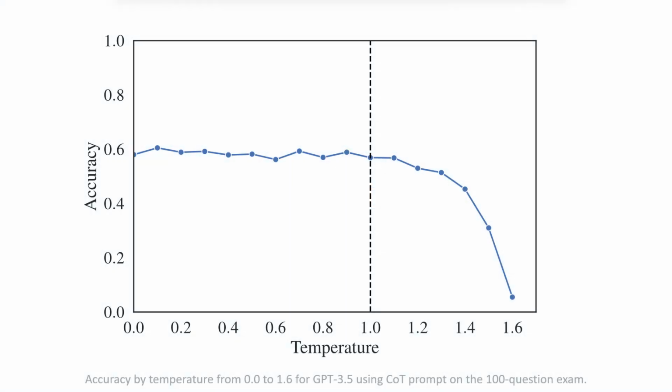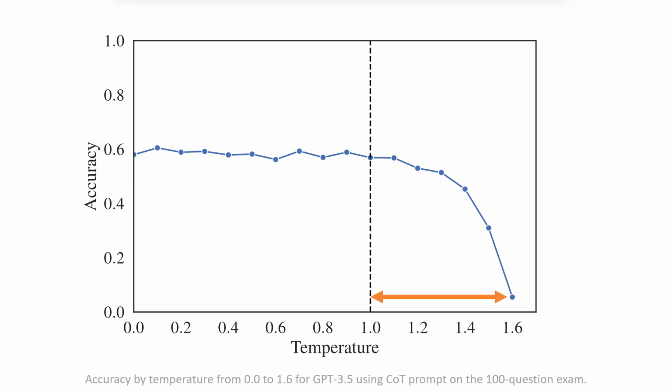To answer our research question, we plotted accuracy by temperature for GPT 3.5 using the chain of thought prompt on the 100-question exam. On the x-axis, we have sampling temperature from 0.0 to 1.6. On the y-axis, we have the correct answer accuracy. As we can see, accuracy remained stable from 0.0 to 1.0.